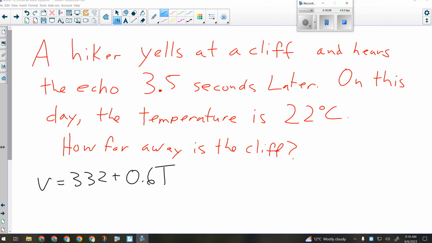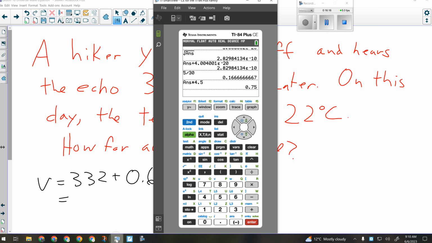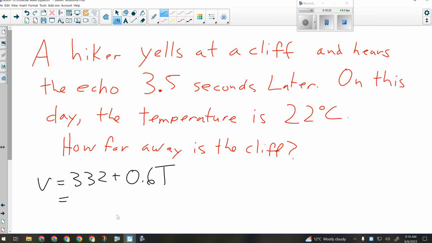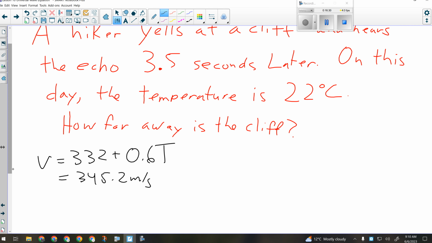Divided by 2. Okay, so in this question here, the first thing I want to do obviously is calculate the speed of sound in the air for that particular day. So 332 plus 0.6 times 22, right? 345.2 meters per second is my speed of sound. The time is going to be 3.5 divided by 2, so that'll be 1.75 seconds, just to get to the cliff. And then I can calculate the distance. D equals V times T.